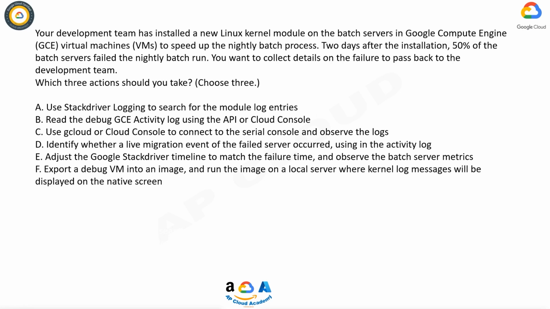Choose 3. A. Use Stackdriver logging to search for the module log entries. B. Read the debug GCE activity log using the API or Cloud Console. C. Use Cloud SDK or Cloud Console to connect to the serial console and observe the logs. D. Identify whether a live migration event of the failed server occurred, using the activity log. E. Adjust the Google Stackdriver timeline to match the failure time and observe the batch server metrics. F. Export a debug VM into an image, and run the image on a local server where kernel log messages will be displayed on the native screen.